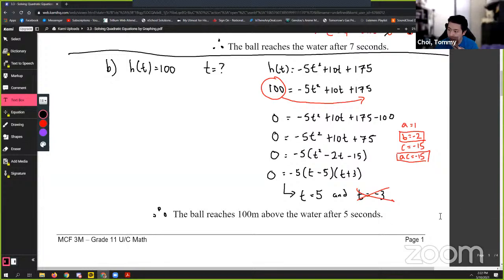I'm going to let people copy this, leave it on the screen. Does anyone have any questions about these two things that we just calculated here? Most of you should be fairly good with factoring and stuff like that, so I think that's okay.